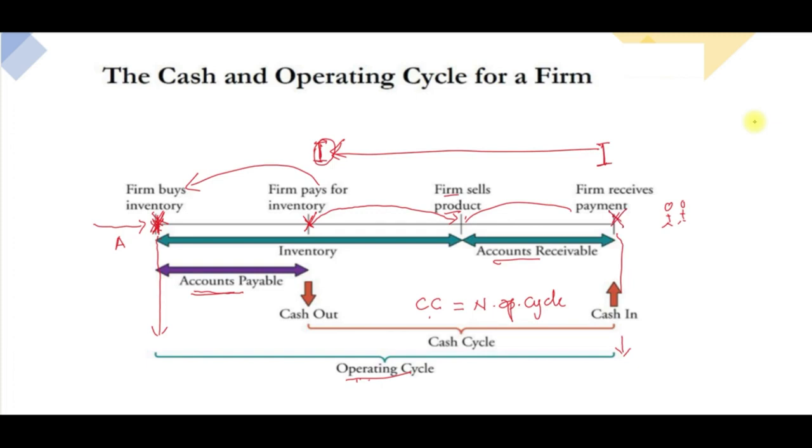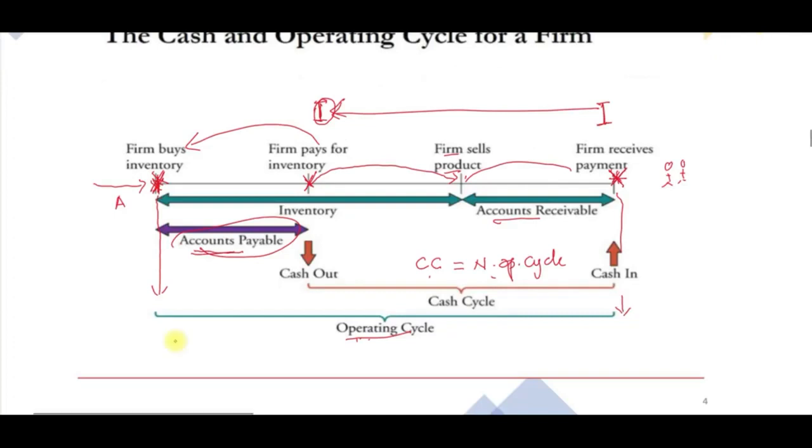What is the cash conversion cycle? The cash conversion cycle is from when the company starts paying the suppliers to the point when the company starts receiving the cash from the customers. This is the graphical depiction of the cash and operating cycle, and we also call the cash cycle the net operating cycle. Why net? Because from the total operating cycle we are subtracting accounts payable.